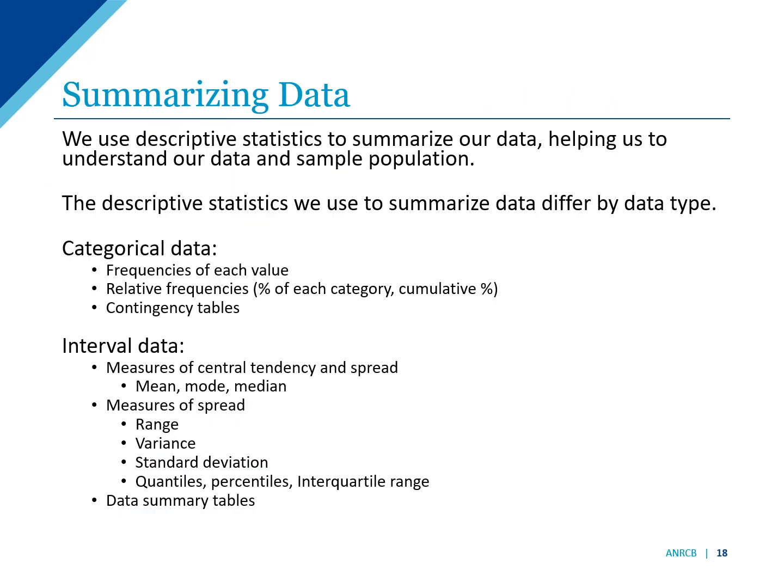We use descriptive statistics to summarize our data and to help us understand our data and our sample population. We may want to know, what are the limits of a variable? How many people have a certain value? What's the average of some measure in our sample? The statistics that we use to summarize and describe data differ by data type. We'll go over each of these with examples, and in topic 7.5, you'll see how to best visualize each type of summary statistic.